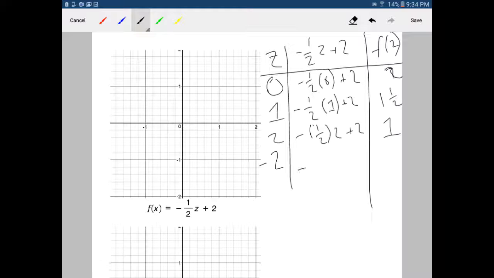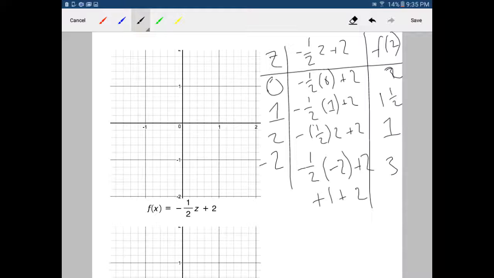And then -2 times, okay, wow. This is going to give me -1/2 times -2 plus 2. What will this be? This will be a +1 plus 2. That's going to give me 3. So once again, probably not going to fit on our graph. That's okay.